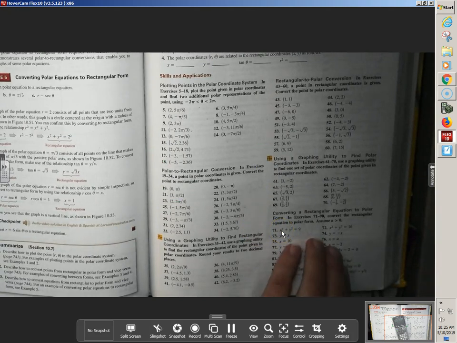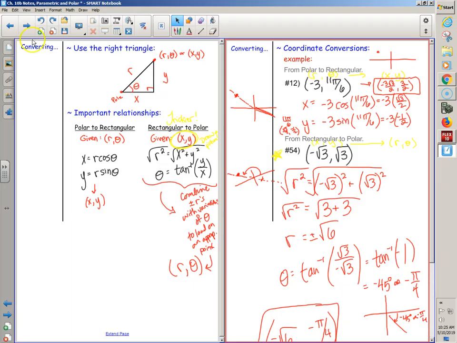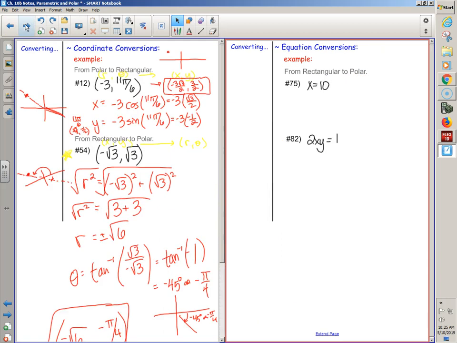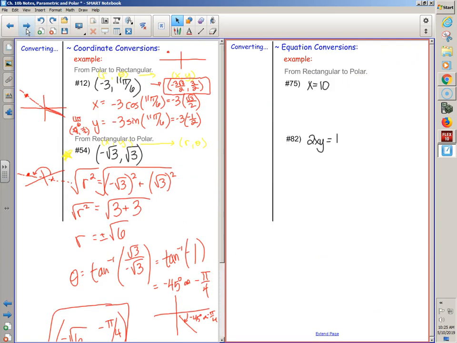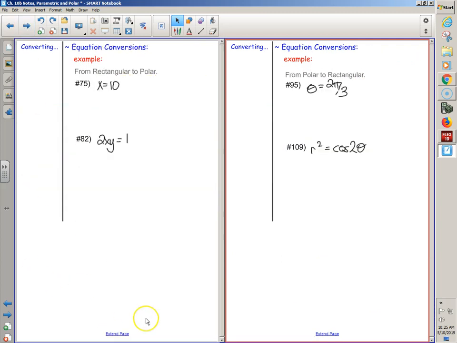How do we get the rest of the way? Well, we need one more page. Wait, there's not one more page. There's just problems. Exactly. You guys ready? That right triangle that I just showed you gives you everything you need to know for finishing homework as well. That right triangle gives you everything you need to know for converting.